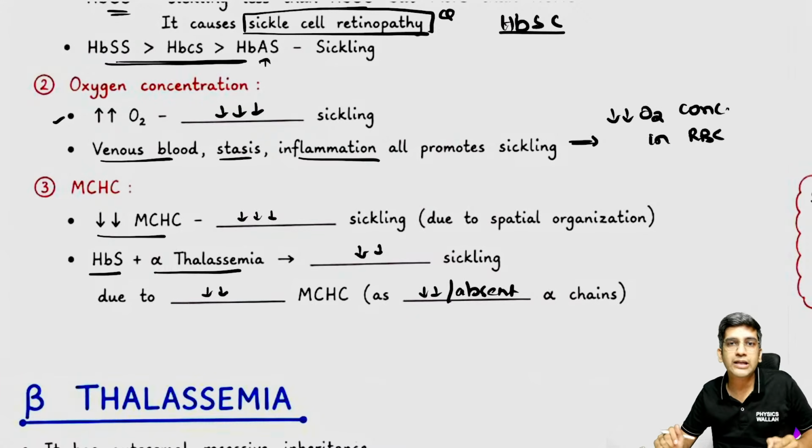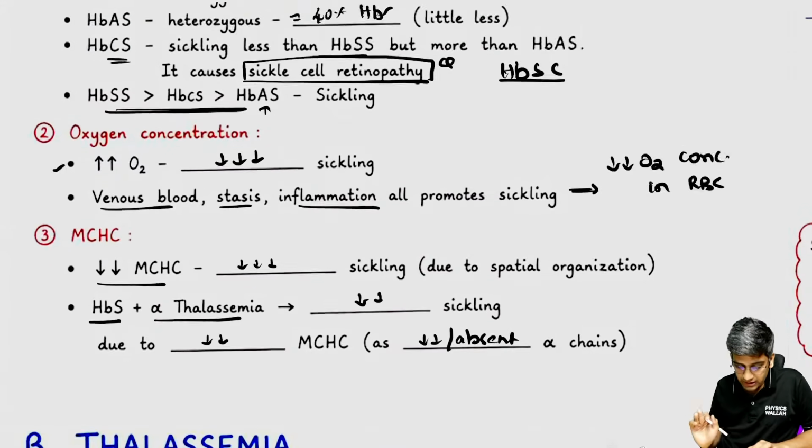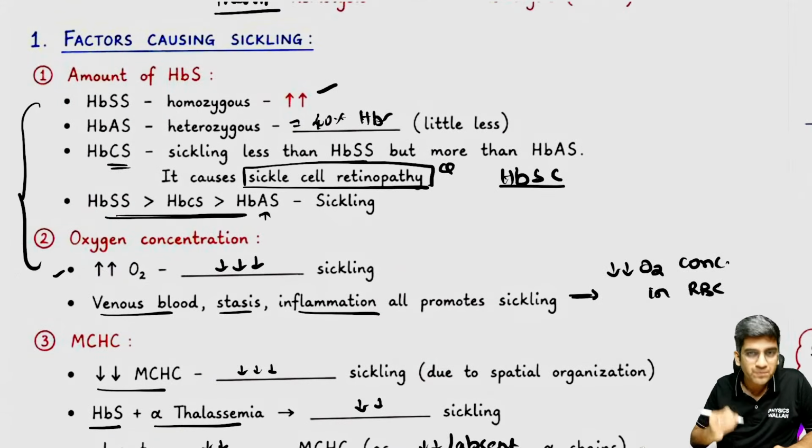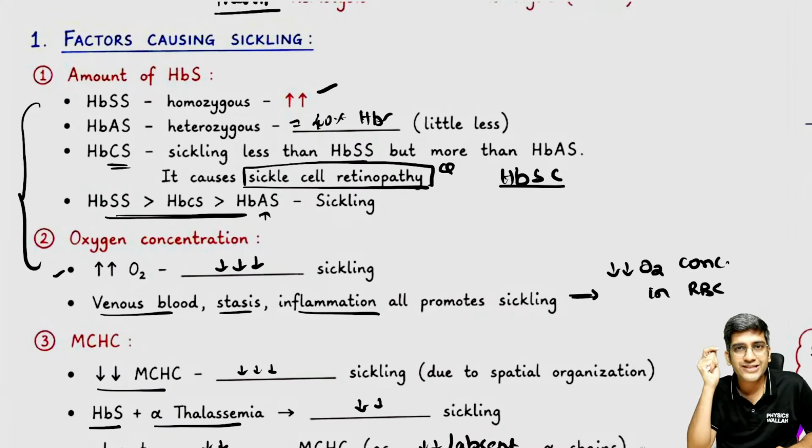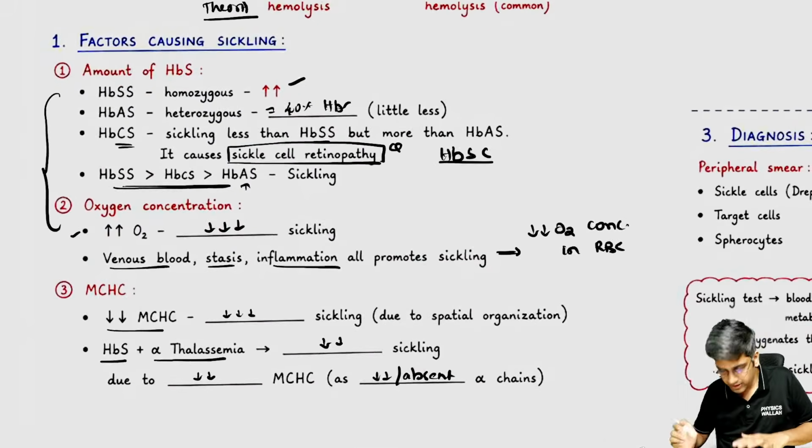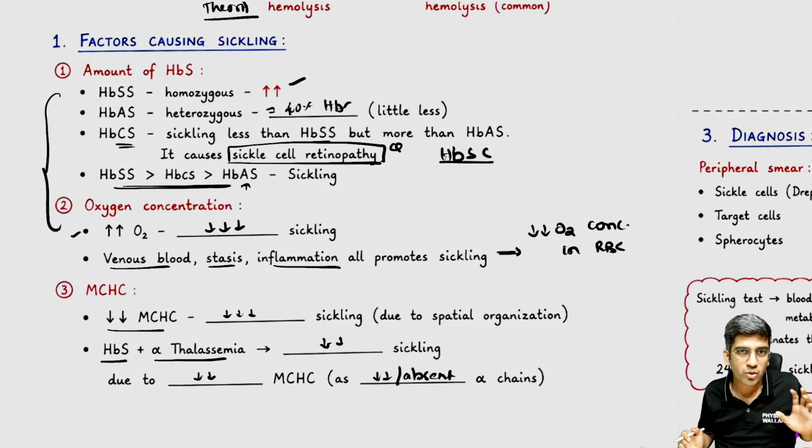So it definitely will reduce sickling. Though not an important thing, these two are very, very important for me. The amount of hemoglobin S determines the episode of sickling, and the amount of oxygen present, especially in venous circulation, stasis, inflammation, is going to promote sickling. Reduce oxygen, reduce sickling, right? Perfect. So we know the pathogenesis, we know what is going to promote sickling.